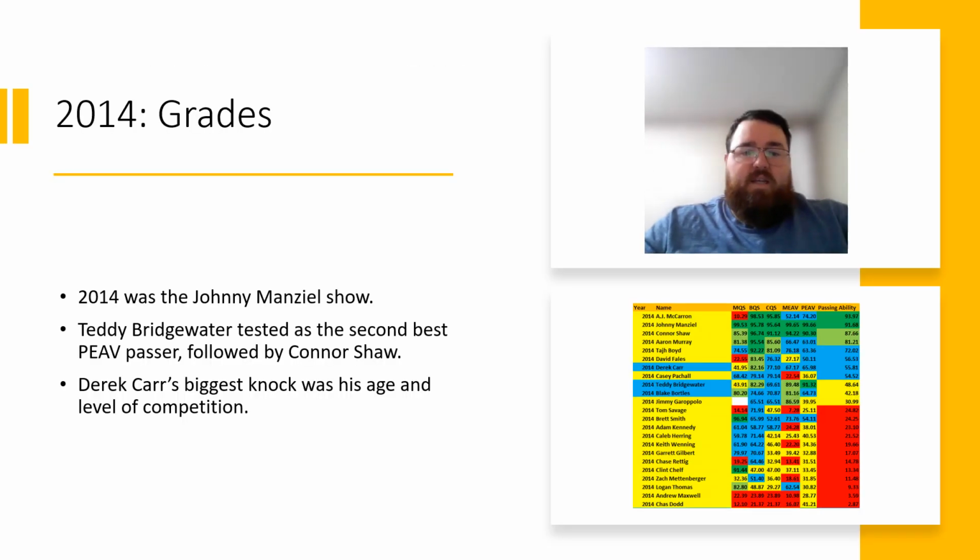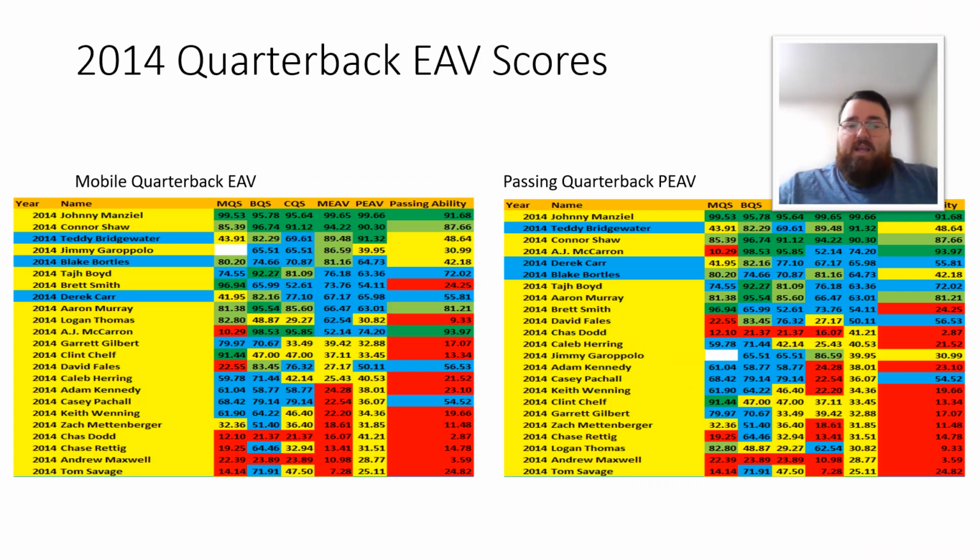Going into 2014, this was the Johnny Manziel show. Teddy Bridgewater tested as the second best PEAV, followed by Connor Shaw, actually. And Derek Carr's biggest knock was his age and level of competition. No matter if you look at the MEAV or PEAV scores, Derek Carr just didn't quite catch the top five area, except for the PEAV score in his data.